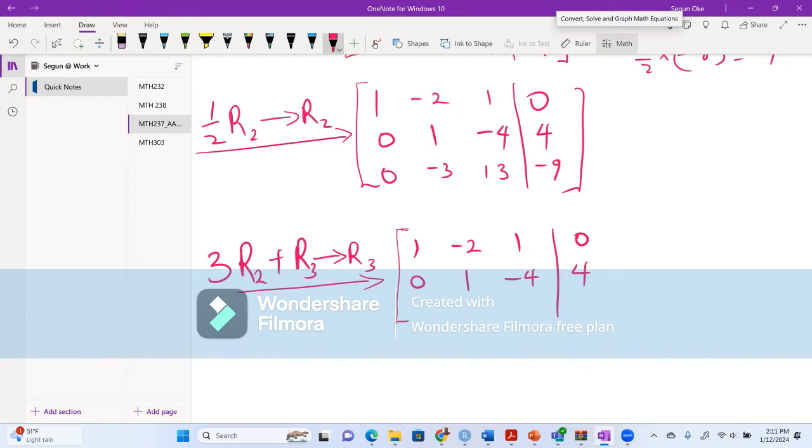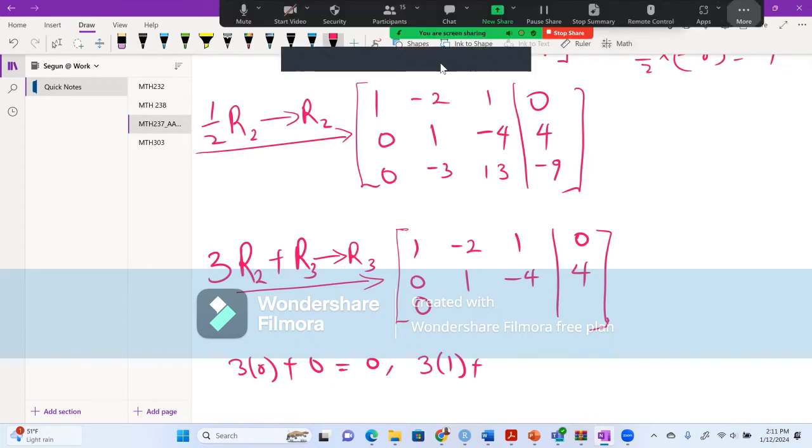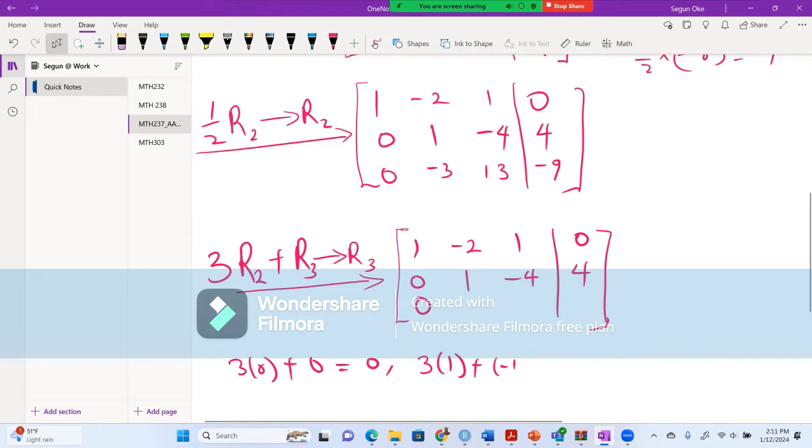Now, let's look at the R3. I said 3 R2. R2 here is 0 plus R3 also is 0. At that point, it's still 0. So we have 0 here. The next will be 3 R2, which is 1, plus R3, which is what? -3. If you add the two together, we'll still get 0.